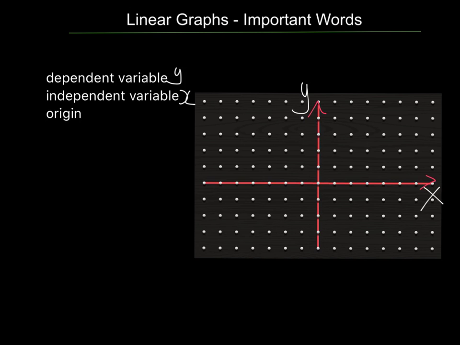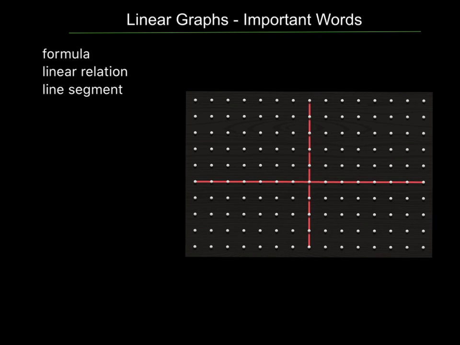The last word we've got here is the origin. The origin is the point where all coordinates come from. So if I'm 5 across and 2 up, I'm always starting at the origin to work out where the point is. A formula is actually just a rule like y equals mx plus c that helps you work something out. For linear graphs, we also call that a linear relation because it relates x and y. So for now, we can use both of those to talk about the formula or the linear relation.